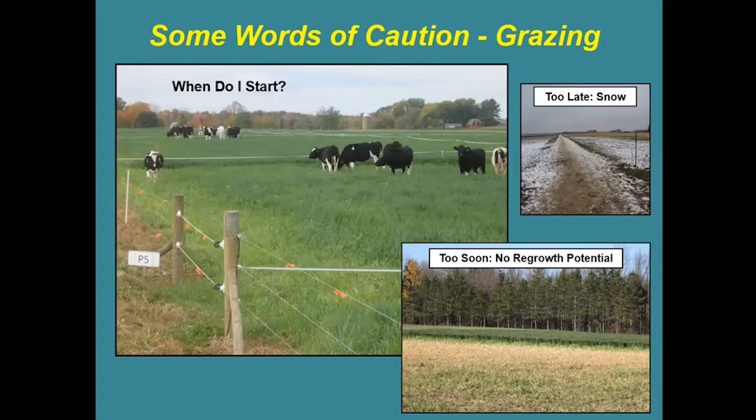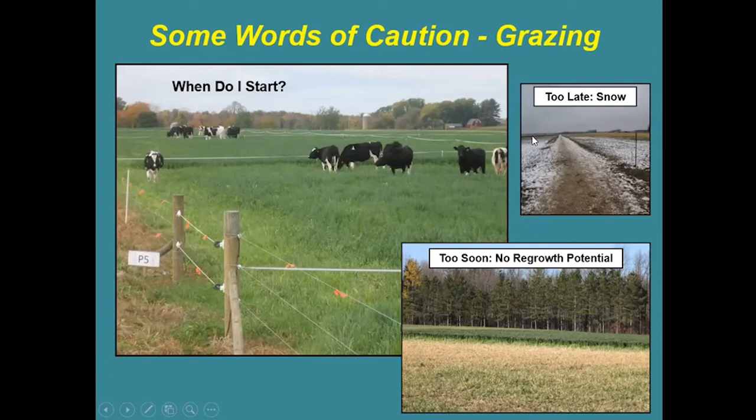It's a little complicated here for a number of reasons. Number one, if you start too soon, remembering that there's no regrowth potential, the cattle can walk right through this in very short order, which may be fine with you depending on your situation, but it might not be. So that can be one issue.